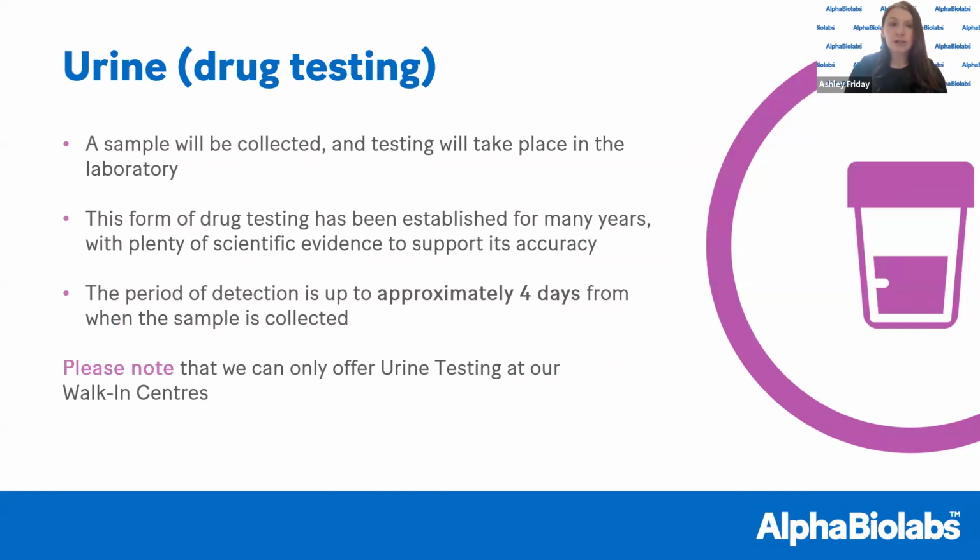Another form of narrow window testing would be urine samples. We can collect a urine sample. This would cover approximately 4 days from when the sample's collected. Again, used alongside that wider window of testing, this can be really useful as well. We do have to make sure that urine samples aren't adulterated, so that they've not brought them with them or anything like that. For this reason, we can only offer urine testing at our walk-in centres, so we can control the environment and make sure that it is a genuine sample that's been provided, alongside other checks that we do.